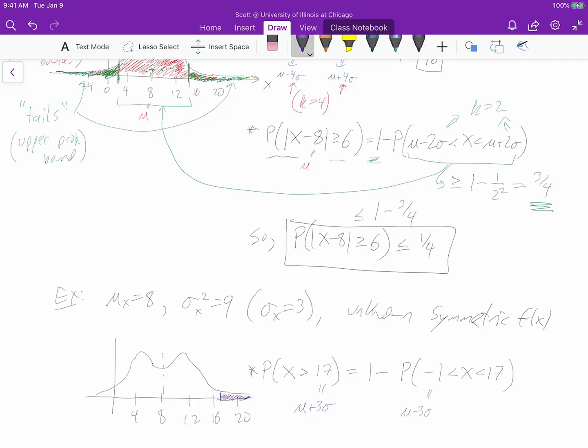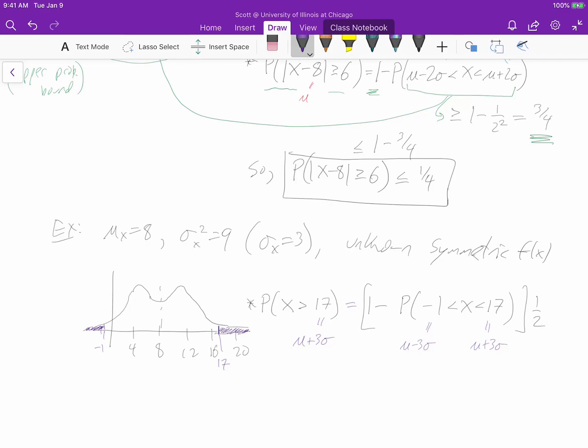Mu minus 3 sigma, mu plus 3 sigma. Okay? And it's 1 minus that, but not the whole thing. It's a half of that, right? We only want 1/2 of that bit. We only want one of the tails. Okay? Because that is everything, right? Where this is minus 1 and this is 17.